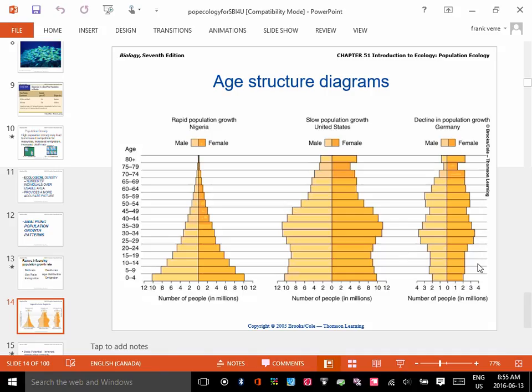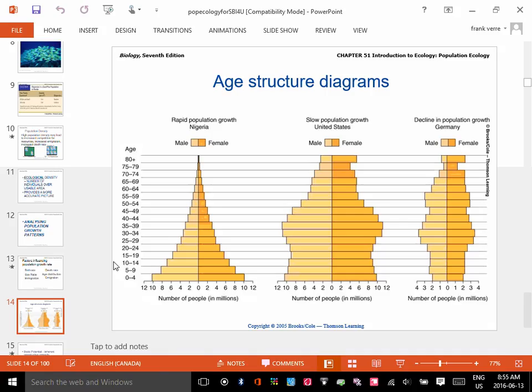Well, think about it in 10, 20 years, right? In 10, 20 years, you have a very narrow base of kids. In 10, 20 years, those kids will be what? They'll be adults. But will you have a lot of them or very little of them? Very little of them, right?